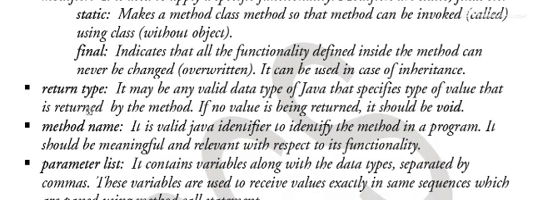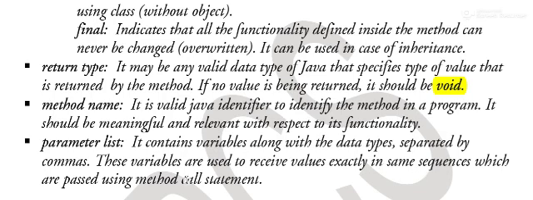Return type. It may be any valid data type like int, char, boolean, double, float, and if there is no return type, then we write void. Method name: it is any valid Java identifier to identify the name of the method. Parameter list: it contains variables along with the data types, separated by commas. These variables are used to receive values in exactly the same sequence in which they are passed using the method call statement.